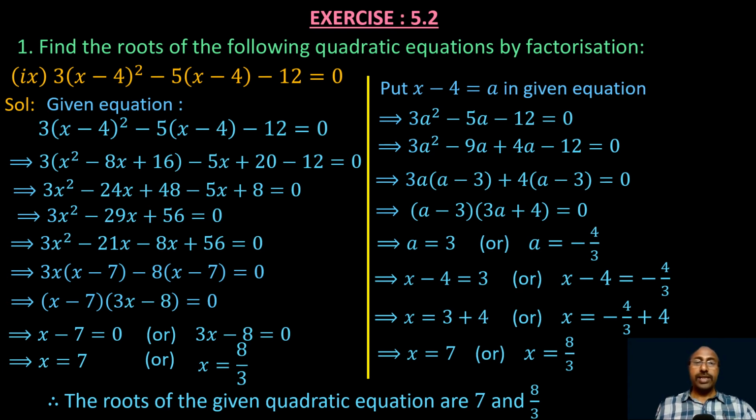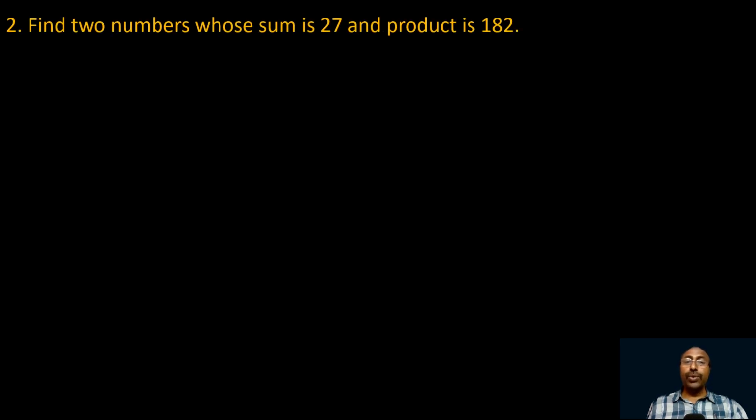Okay, students. So the bits in the first problem are completed, and let's solve the second problem. The second one is: find two numbers whose sum is 27 and product is 182. From this question, the verbal problems will begin. So the first problem is given that find two numbers whose sum is 27 and product is 182. Okay, students.